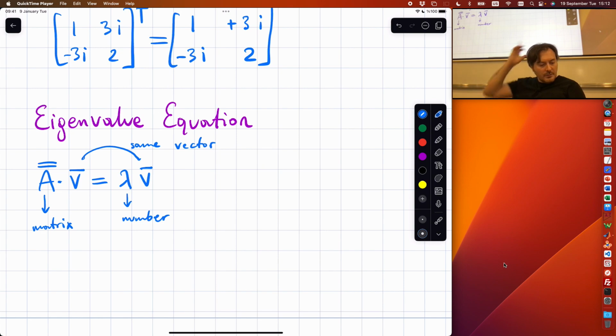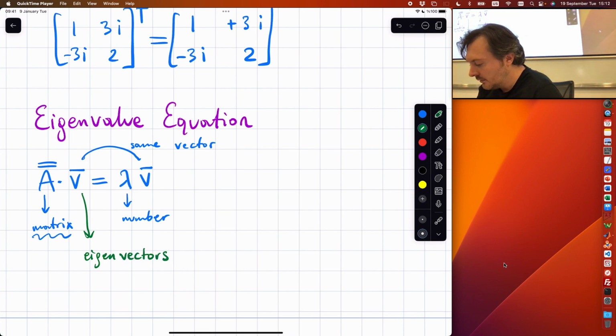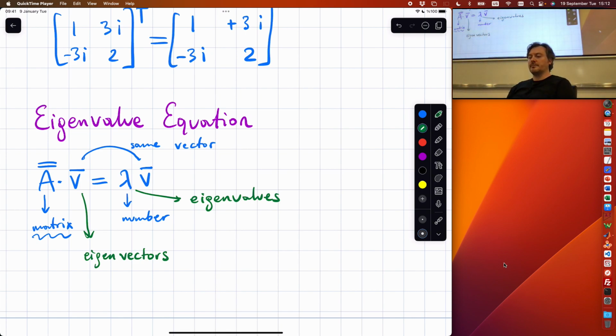And given the matrix, its eigenvectors are these vectors, and these numbers are its eigenvalues. Okay? We will figure it out. So let me show you how you do this, how you solve this.